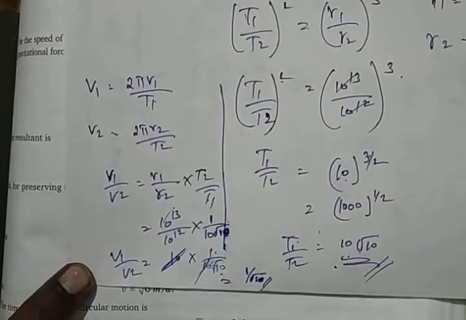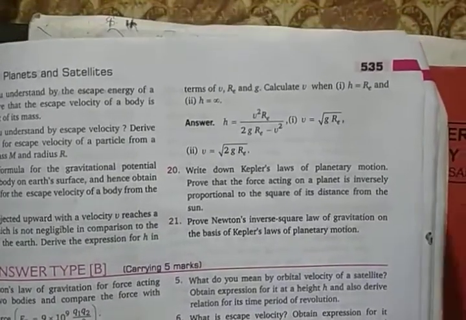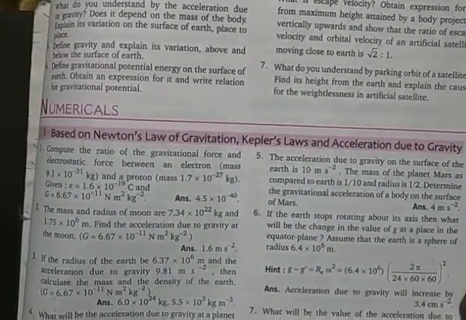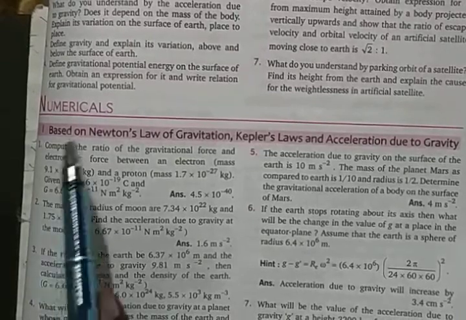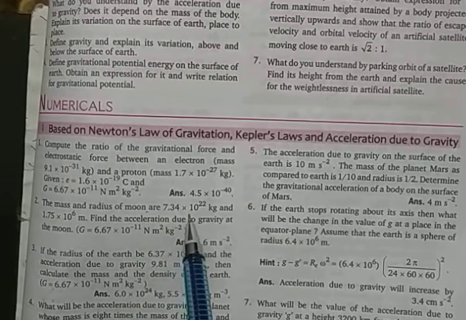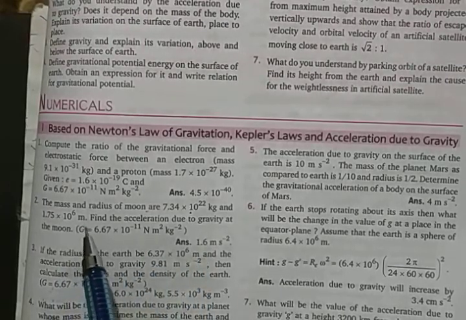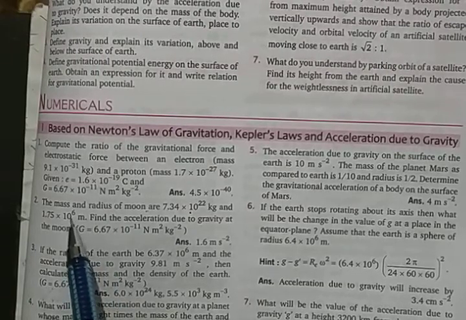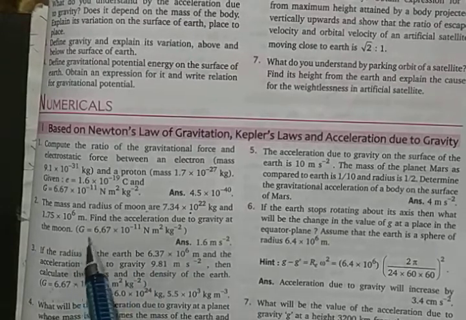Alright. So you can turn to page number 535. There are example questions and exercise questions. Now, the first question we need not do, we are not going to do it. Second question. The mass and radius of the moon are given here. The radius of the moon is 1.75 into 10 to the power of 6 meters. Find the acceleration due to gravity at the moon.